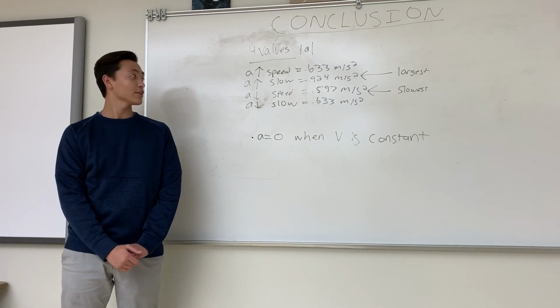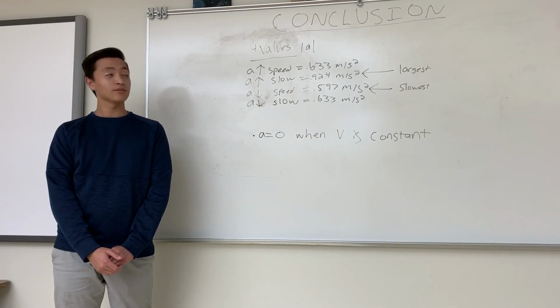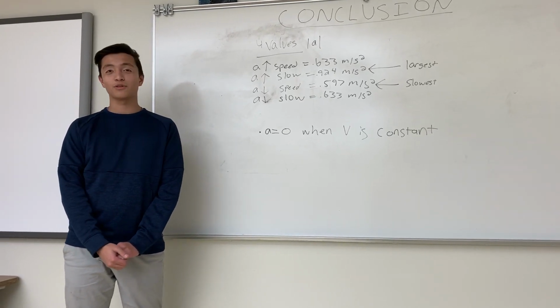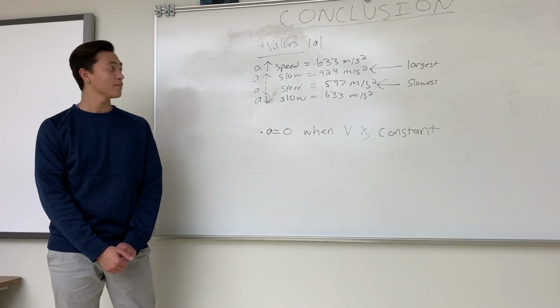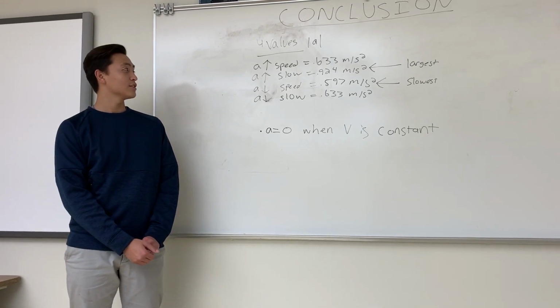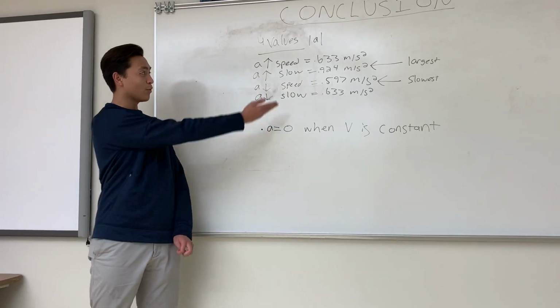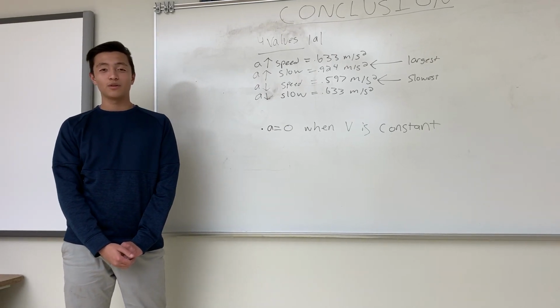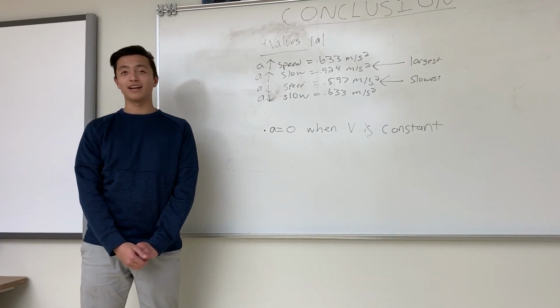In conclusion, these are the four values of acceleration in an elevator we found: 0.633 in the positive direction, 0.924 in the negative direction, 0.597 in the negative direction, and 0.633 in the positive direction. The largest acceleration was 0.924 when the elevator was traveling upwards while it was being slowed down.